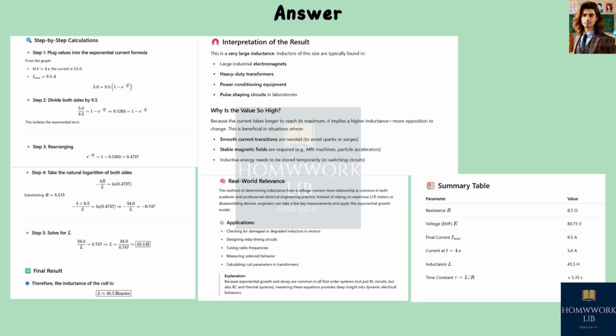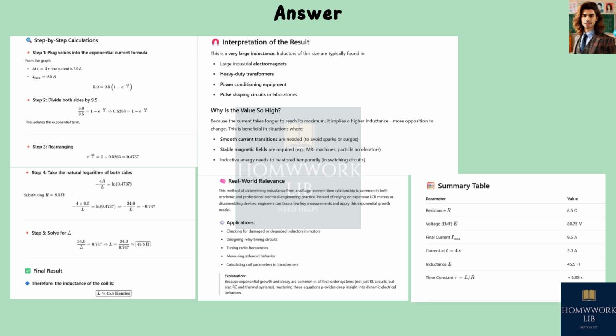Step 2, divide both sides by 9.5. 5.0 over 9.5 equals 1 minus e^(-4R/L), which gives 0.5263 equals 1 minus e^(-4R/L). This isolates the exponential term. Step 3, rearranging, e^(-4R/L) equals 1 minus 0.5263 equals 0.4737.